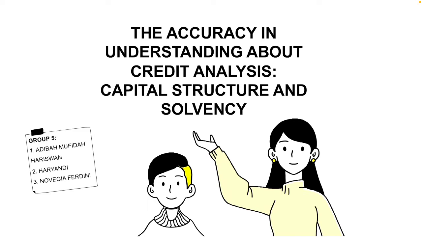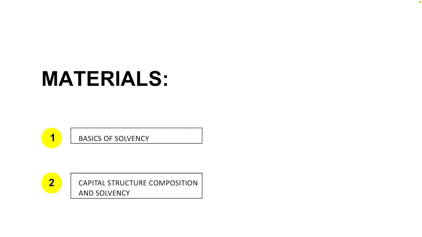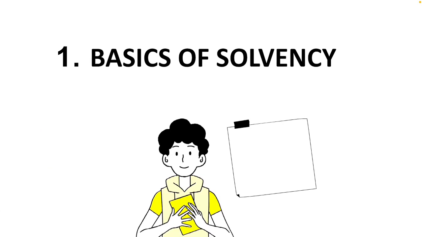Today we want to talk about the accuracy and understanding about credit analysis, capital structure, and solvency. There are three materials that we want to talk about. First one is basic of solvency. Second is capital structure, composition, and solvency. Third is earning coverage.